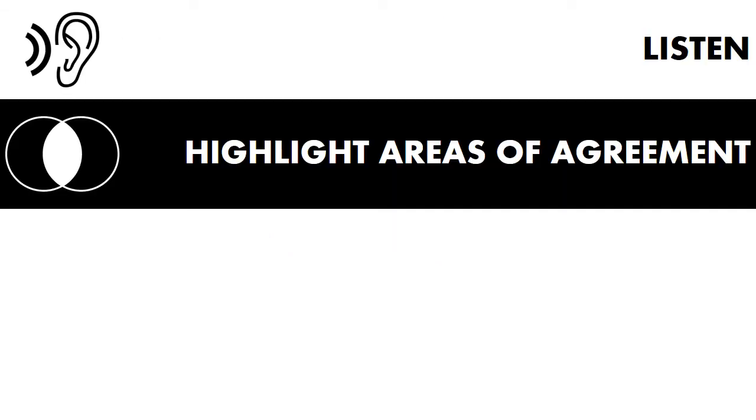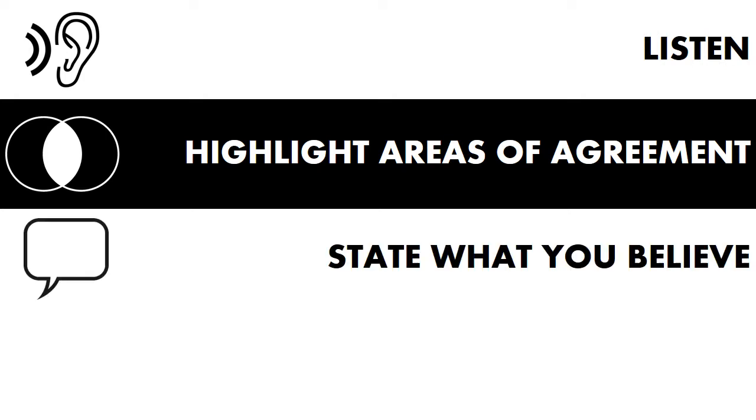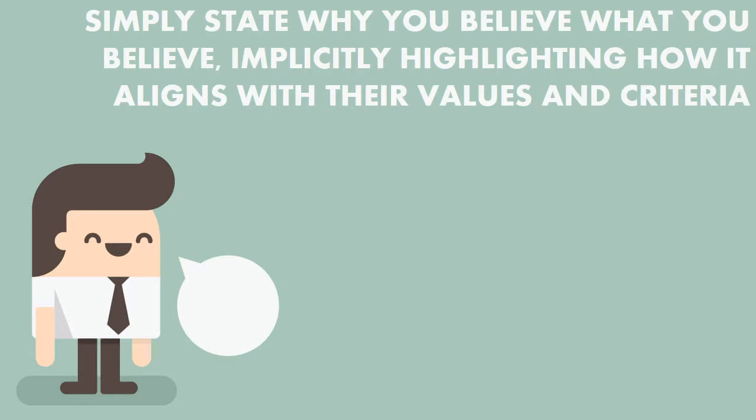So we listen to the other person to understand their point of view. We highlight areas of agreement. We build on common ground instead of focusing on where we're different. And then we state what we believe. So we simply state what we believe and why we believe it. And we do it in a way that aligns with the other person's values and criteria. So we need to know what is important to other people. So when we explain our opinion, we can explain it in a way that aligns with what they care about, that makes it personal and meaningful to them.